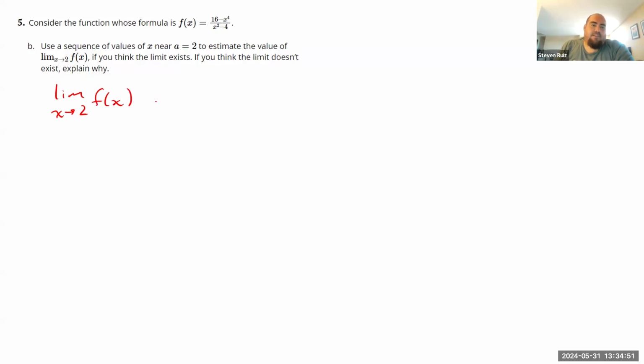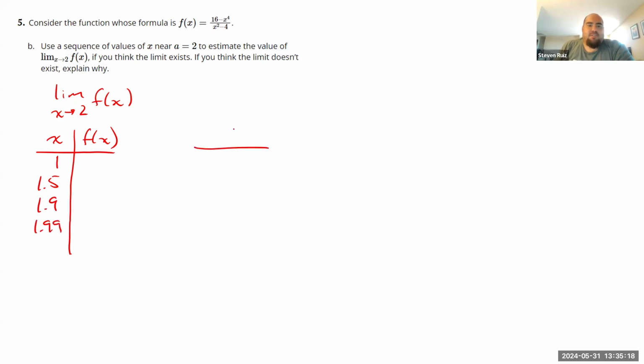So there are a couple ways to do this. We're being asked to use a sequence of values near a equals 2. So let's set up a couple of tables here, x and f of x. I'm going to do one table here to approach from below. So let's say x equals 1, x equals 1.5, x equals 1.9, x equals 1.99.